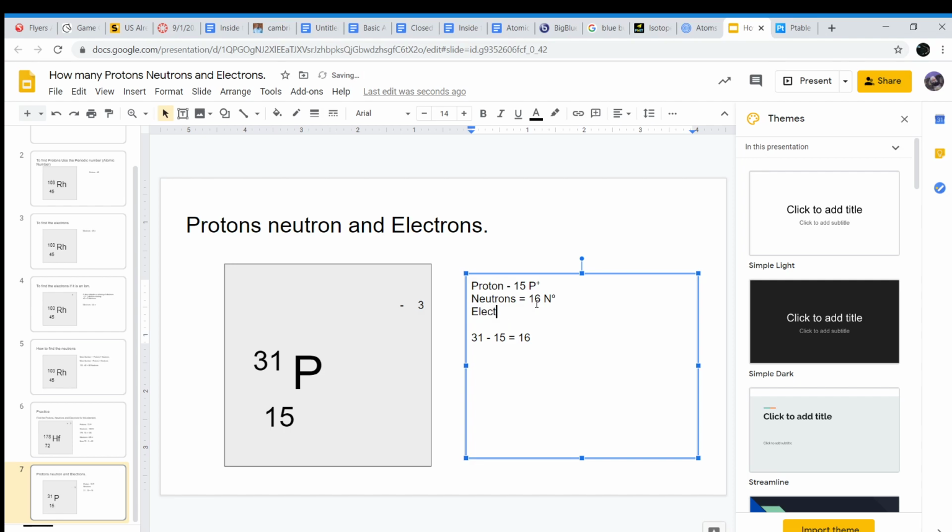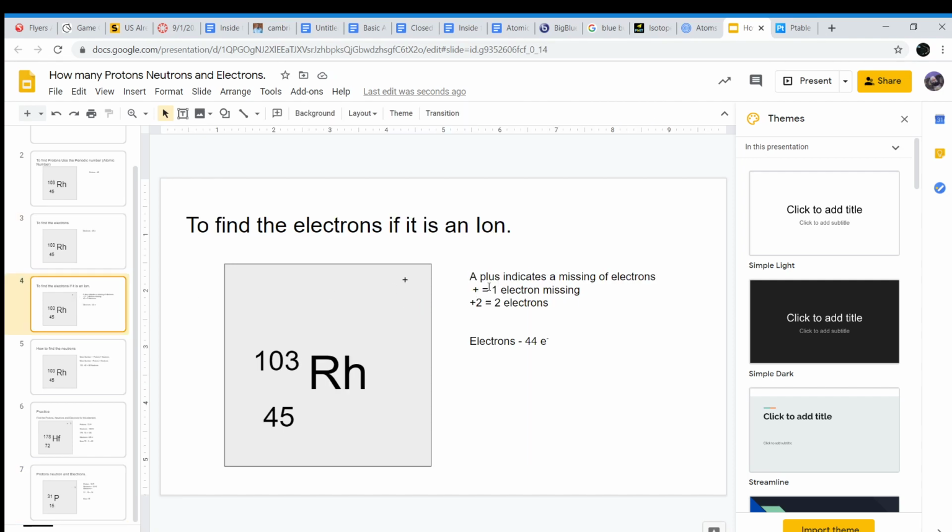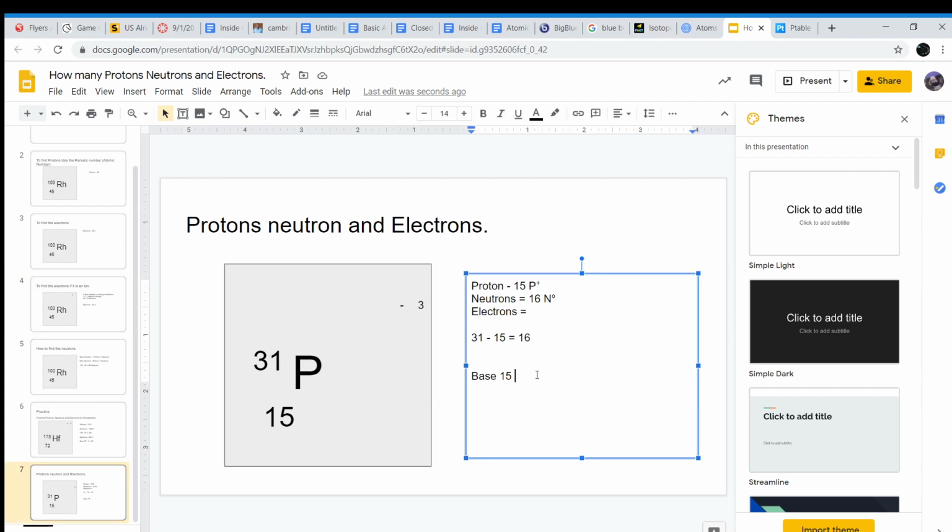The last one is going to be for our electrons. And in this case, we're still going to have our base of 15. So our base is 15. But notice that this time in the corner here, we have a -3. Okay? Now, if a positive 1 meant that electrons were missing, then a -1 is going to mean that we have extra electrons. So here, we're going to go ahead and put 3 extra electrons. And that's going to go ahead and tell us that we have a total of 18 electrons.